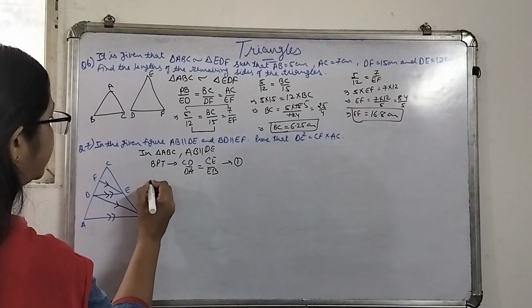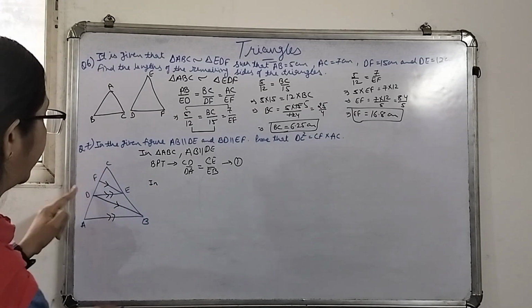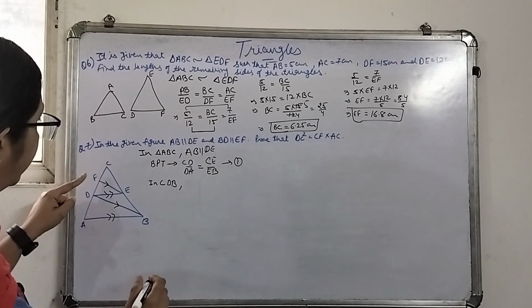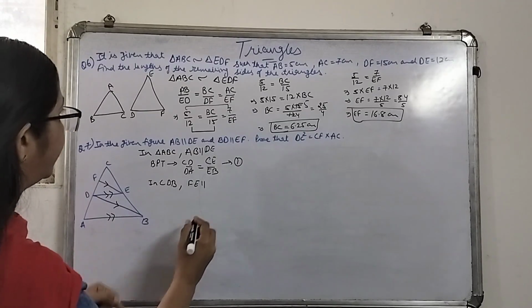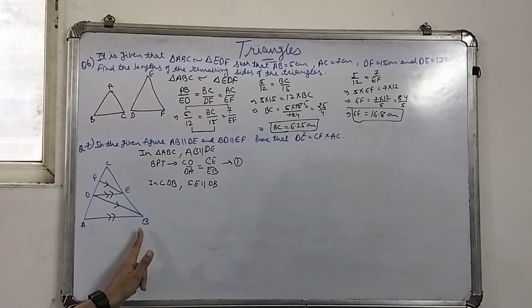Now if we consider triangle CDB, the triangle which we are considering is CDB. In this triangle it is given to us that FE is parallel to your DB. It is given to us that these two sides are parallel to each other.